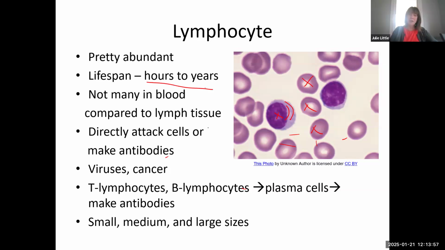They last hours to years, and that's because there's a great variety of these guys. We're going to have T cells and we're going to have B cells. B lymphocytes become plasma cells. These guys make our antibodies.